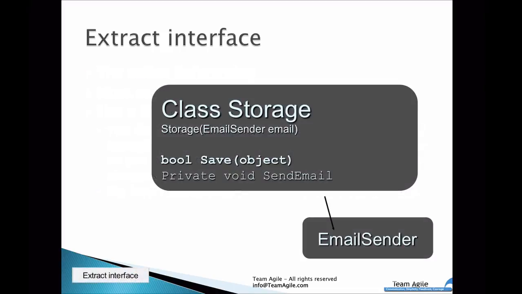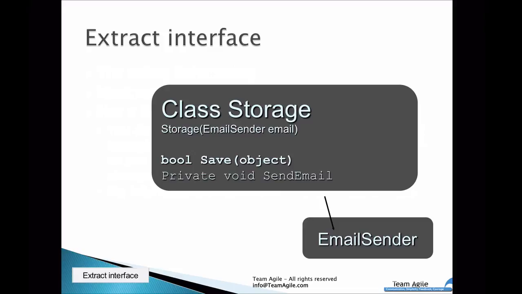So extract interface. Here's a simple example. Let's say that you have a class called storage. Storage takes an email sender as a parameter to the constructor. Or maybe it doesn't even take a parameter. Maybe it just uses new email sender at the beginning. And you want to test that storage actually sends an email when you call save. But the big question is, how are you going to do that? Because email sender is a hard dependency and it actually uses the real system. There is no way to replace it.